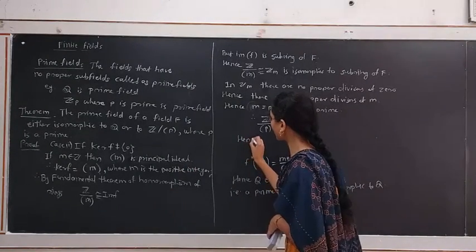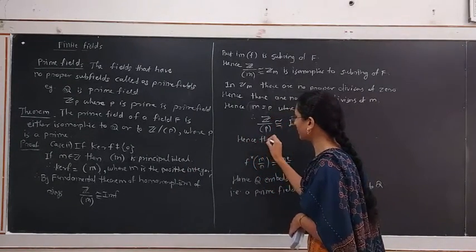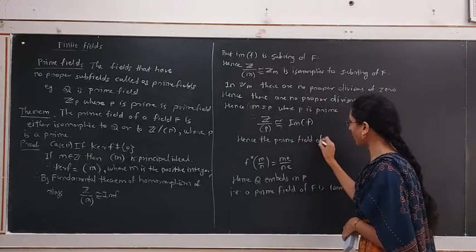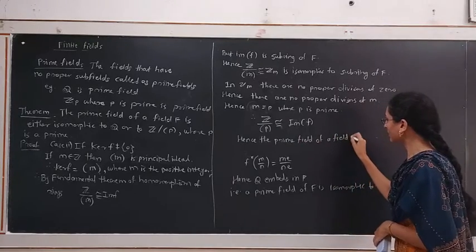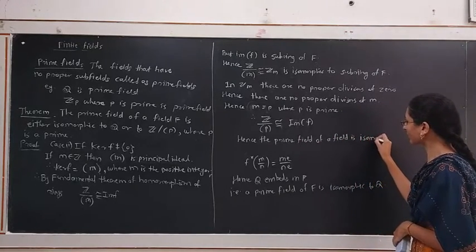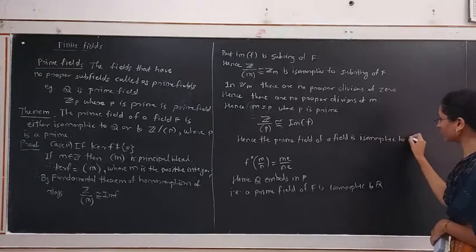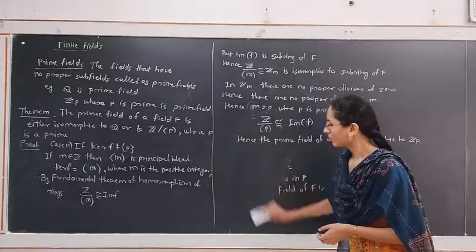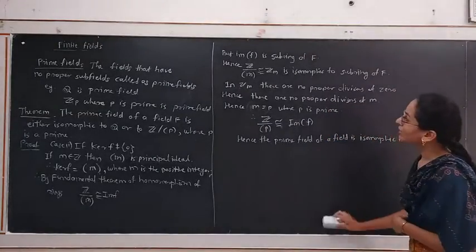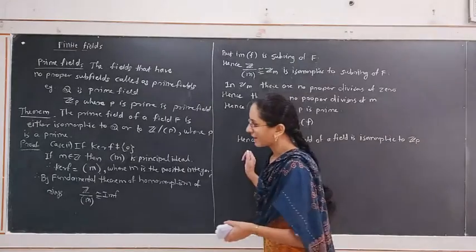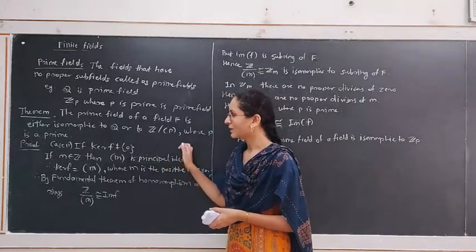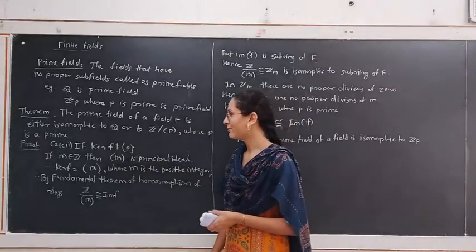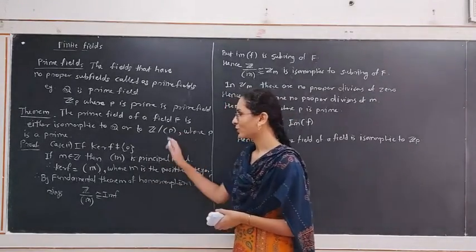Hence, the prime field of a field is isomorphic to Zp. In any case, if kernel F is equal to 0, then the prime field of F is isomorphic to Q. If kernel F is not equal to 0, then the prime field of field F is isomorphic to Zp.